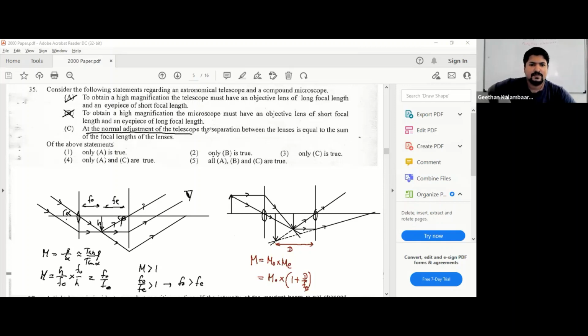At the normal adjustment of a telescope, the separation between the lenses is equal to the sum of the focal lengths of the lenses. Separation is FO plus FE. Correct. That's correct.